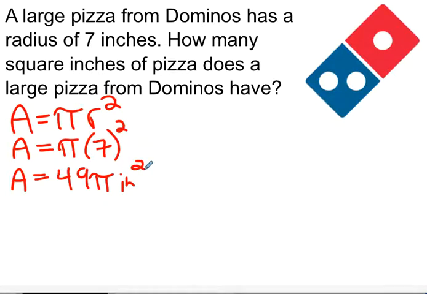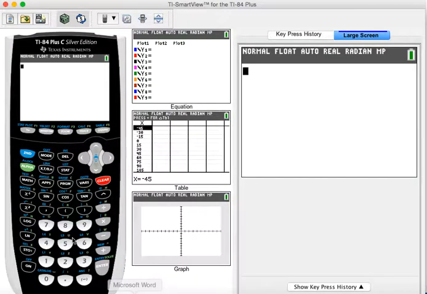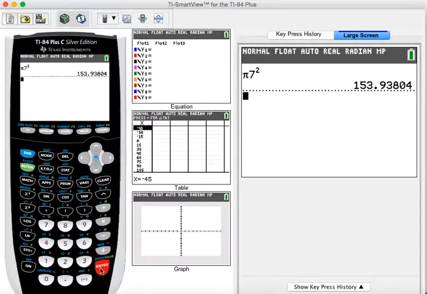Inches squared would be a perfect label. Kind of sounds weird. Nobody in the real world would tell you that the area of a pizza is 49 pi inches squared. So if you wanted to do it on a calculator, you could take the pi button if you have it, or you could just use 3.14. So pi times 7 squared, and that would give you 153.9 square inches, which is the same thing as 49 pi square inches.